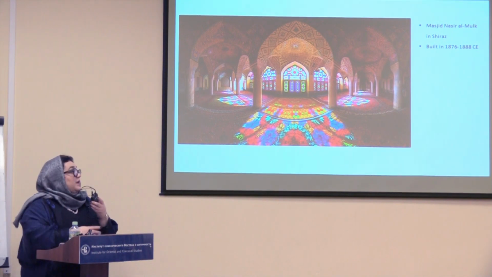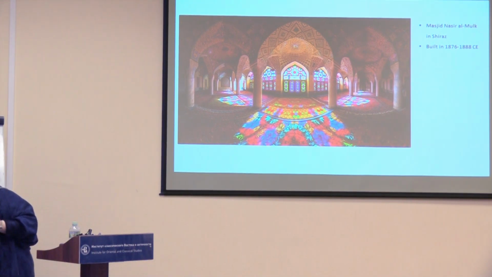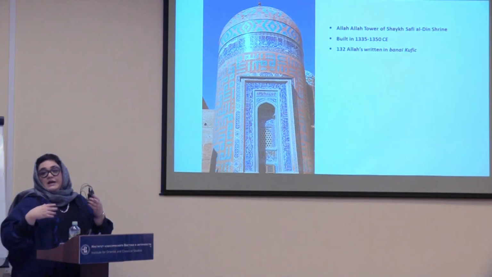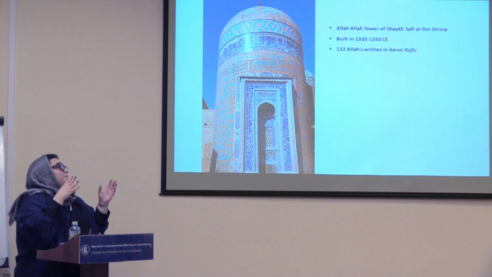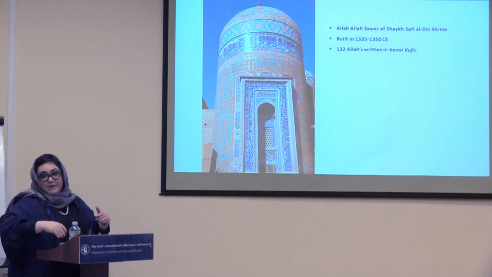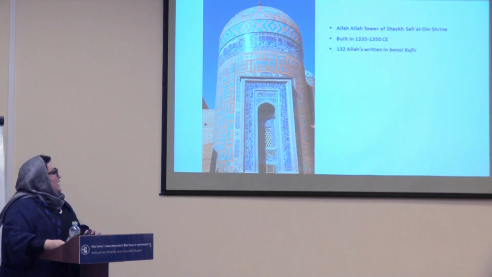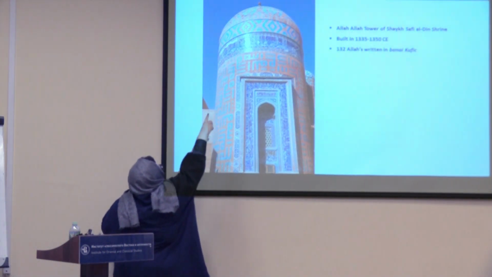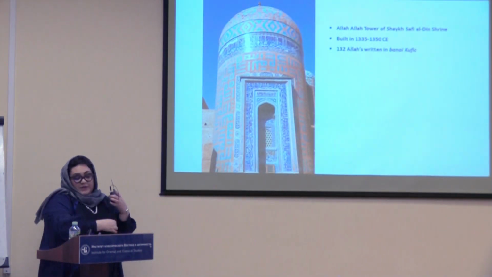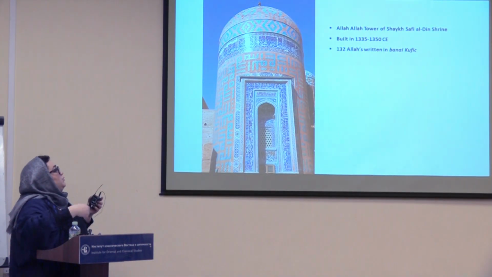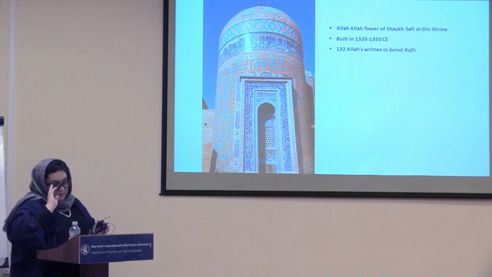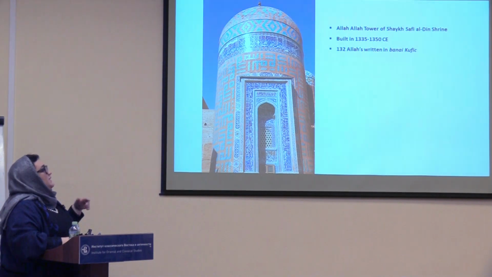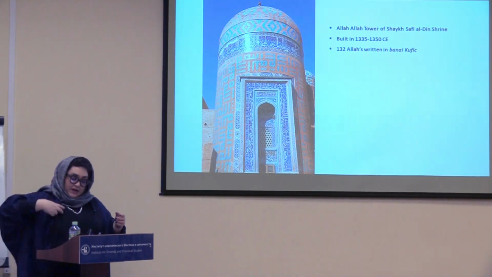An example that we can look at is the Allah Tower, which is part of the shrine of Sheikh Safeddin Ardebili, and inside it is a tower where the Sheikh himself was buried. Now, the exterior of the tower, I'm talking about this section here, you go around, the exterior of the tower is decorated with turquoise blue glazed tile work with the name of God in Arabic written 132 times in Banai or Kufi calligraphy.